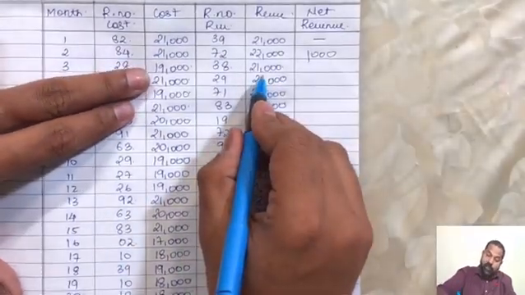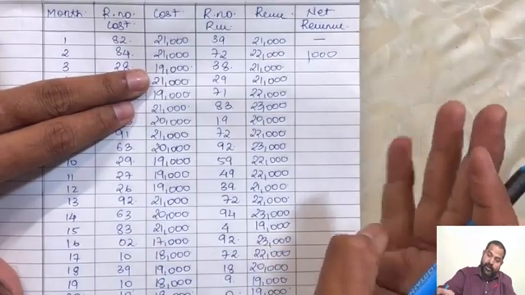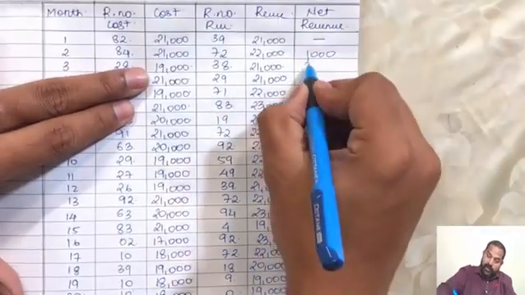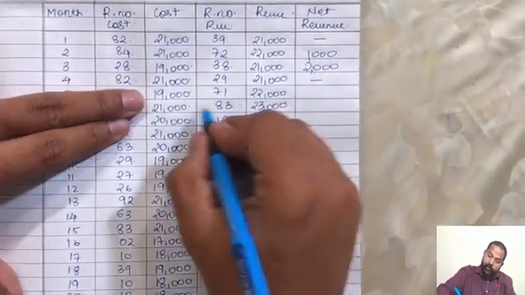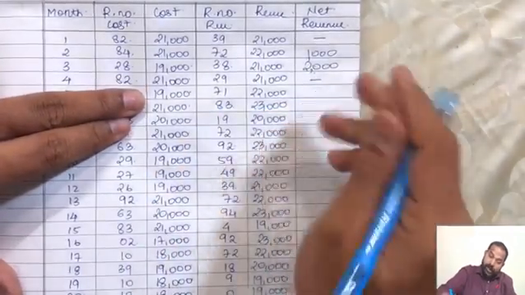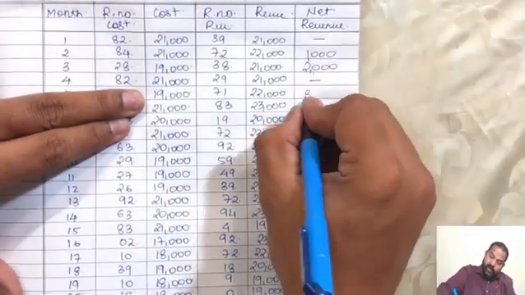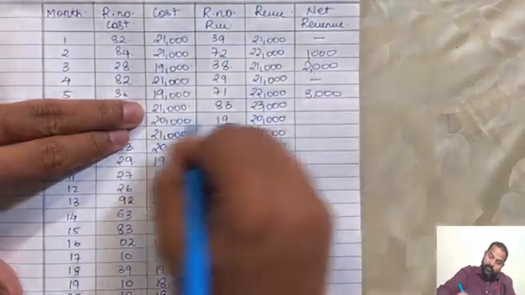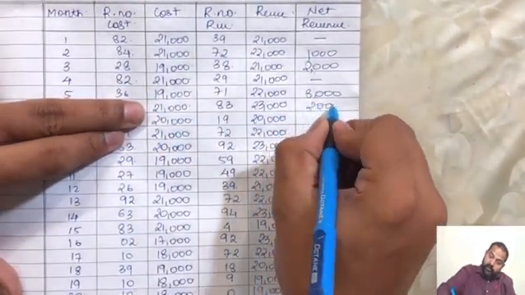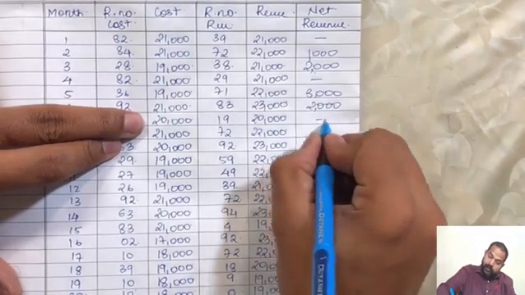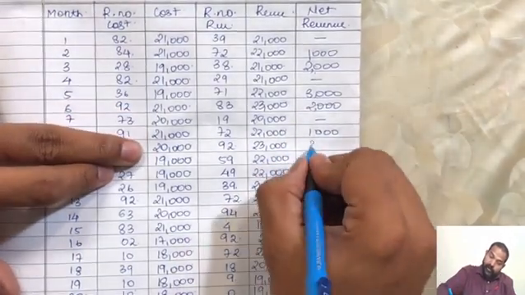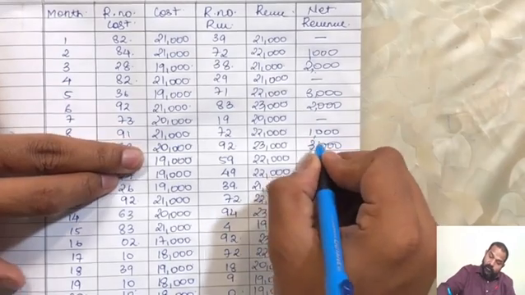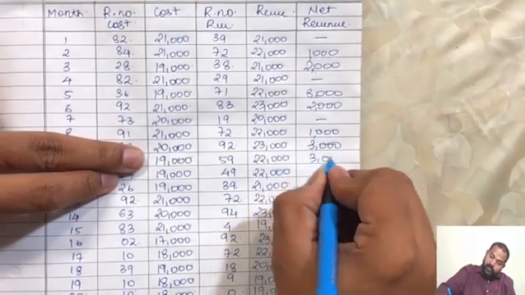Revenue is 21, costs are 19. 19, 20, 21. Can I say it's a 2,000 rupee profit? No profit, no loss. 19, 20, 21, 22. 3,000 rupee profit. This is going to be a 2,000 rupee profit. This is going to be neither profit nor loss. 1,000 rupee profit. 3,000 rupee profit.